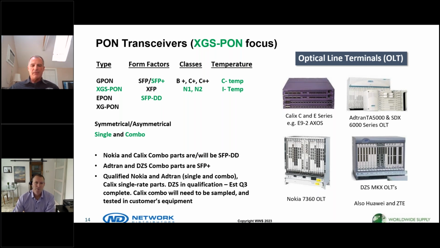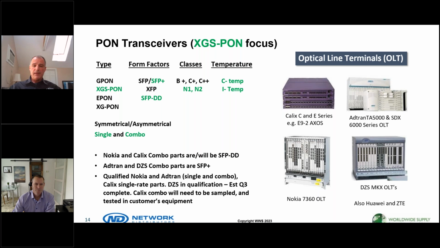What do you see on this chart? Anything in green is XGS-PON related. There's 2 things that are important here. One is that there's form factors that are SFP plus and SFP DD, and it depends on the manufacturer what they're going to be using. When I say a single rate part or dual rate part, that means it can only do XGS-PON. When I say combo, that means it can do XGS-PON and GPON both.